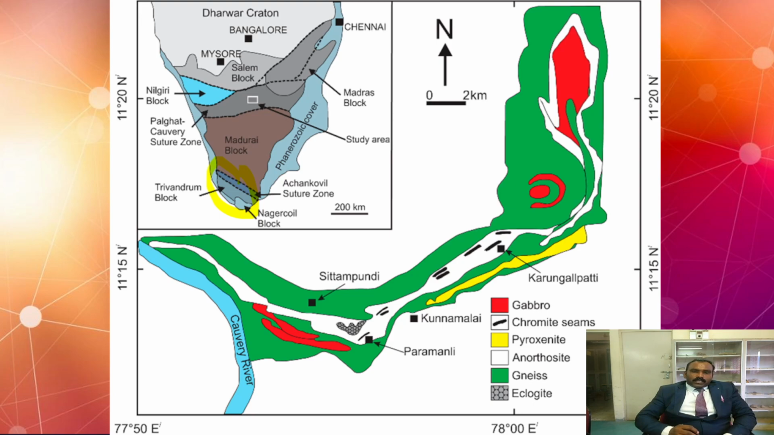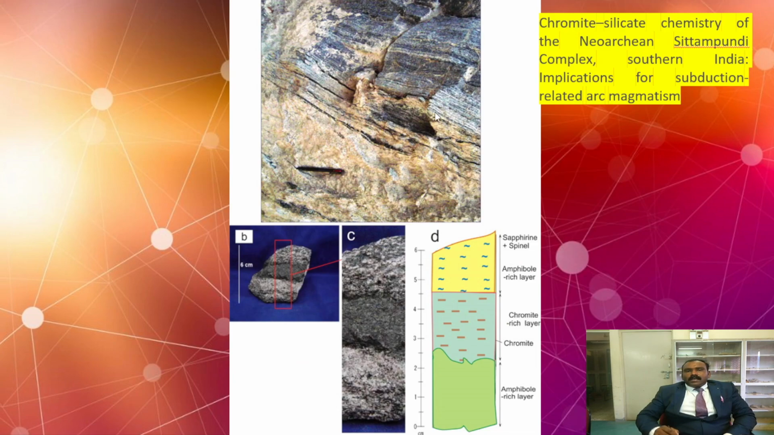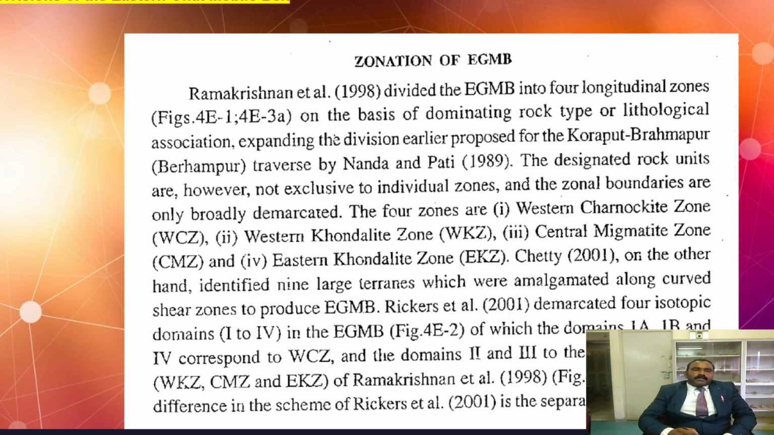Those are supposed to be the chromite rocks, and silicate chemistry shows that the Sittampundi complex might have been developed by subduction-related magmatism. Coming to the next portion of the presentation, that is the different zonation.